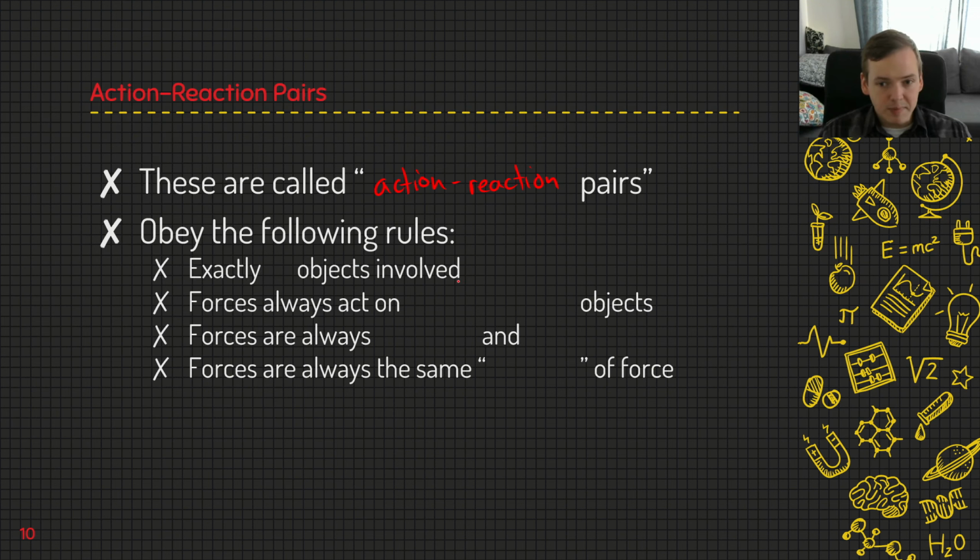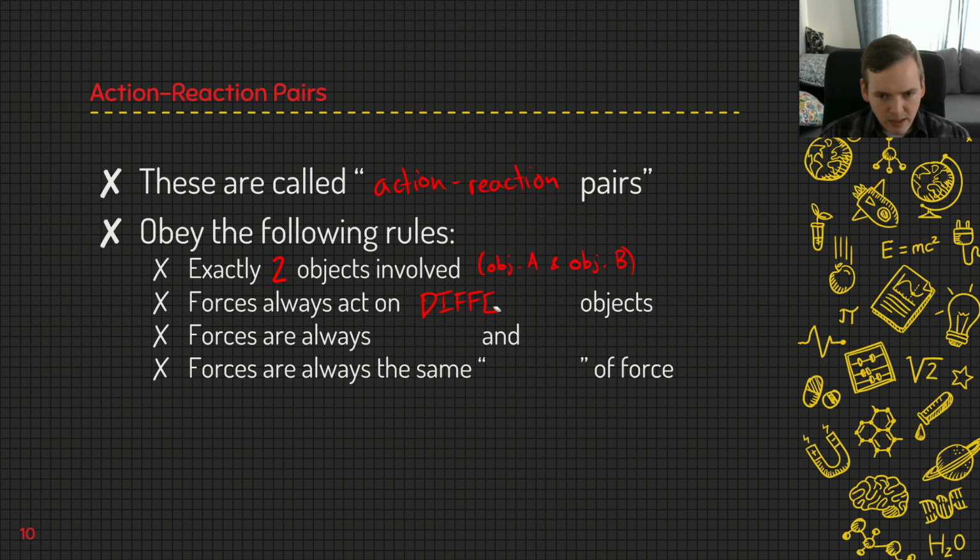And you can tell if something's an action-reaction pair if it obeys the following rules. So if describing all your forces, you have exactly 2 objects involved. So this is object A and object B. It does not work if there's 3 objects involved. It only works if you have 2 objects involved. Forces will always act on different objects because it's the force of A on B and the force of B on A.